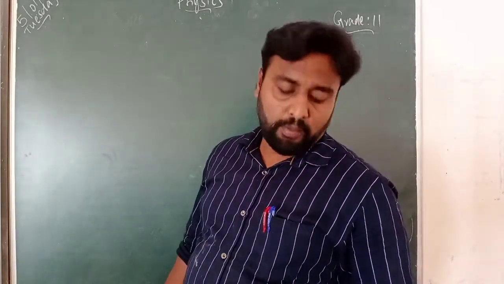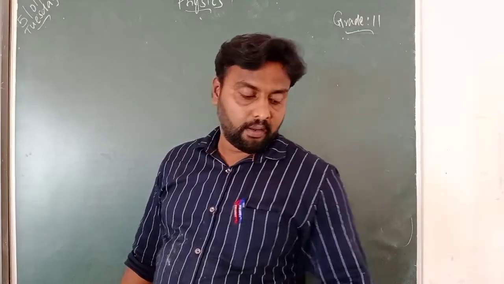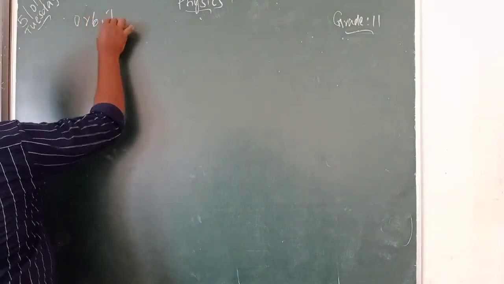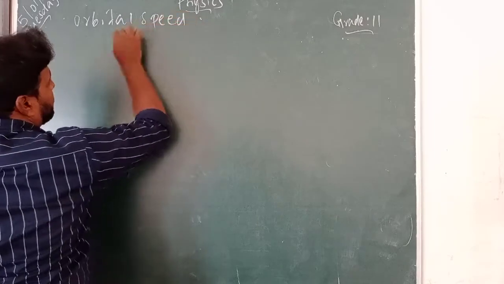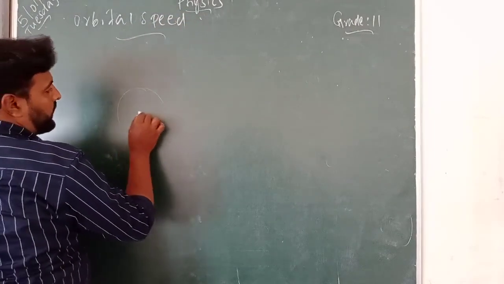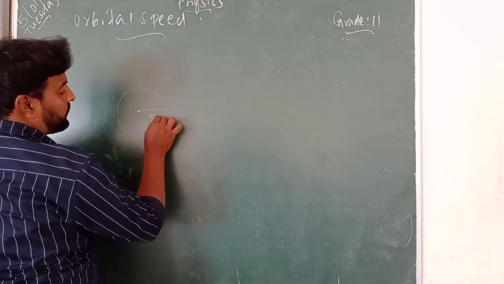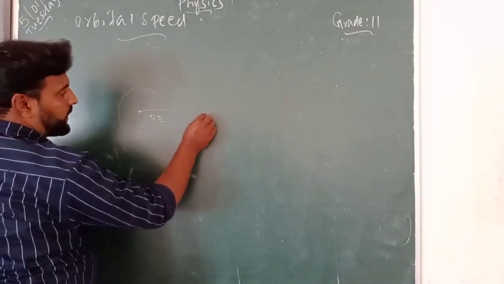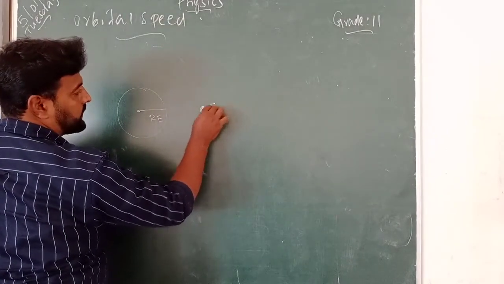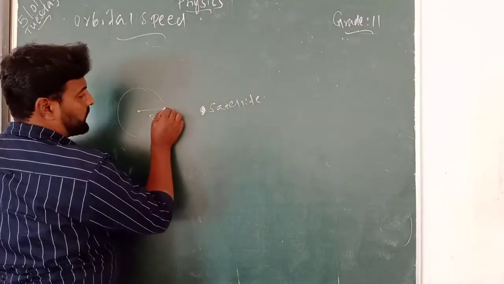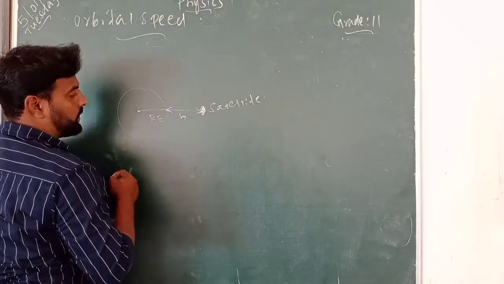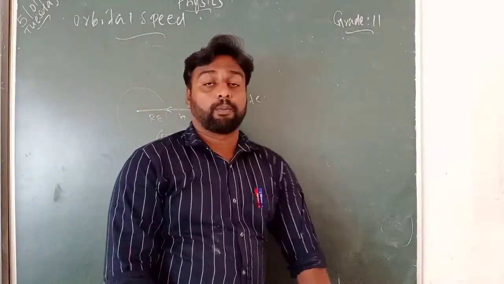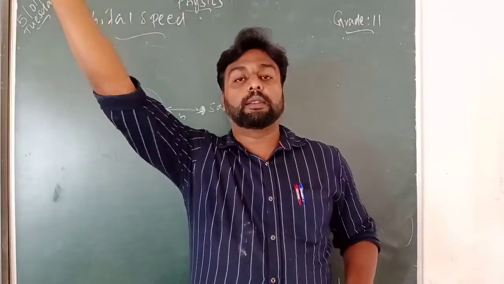Now the next one is about the orbital speed, satellite orbital speed and time period. Assume that this is the earth and the center of the earth. This is the radius of the earth, and at some height a satellite is rotating. This is the satellite, and this is the height where the satellite rotates. So what is the radius now? RE plus H. Now the total radius is RE plus H, from the center of the earth, at which the satellite is moving.